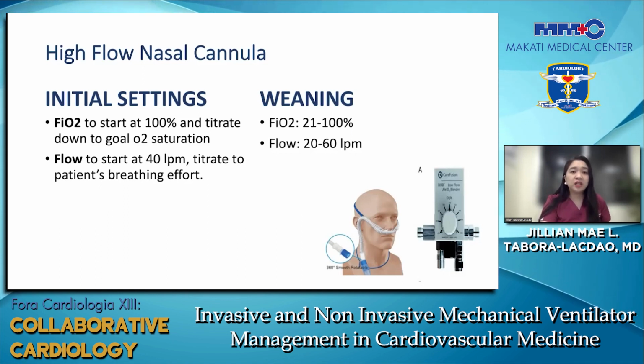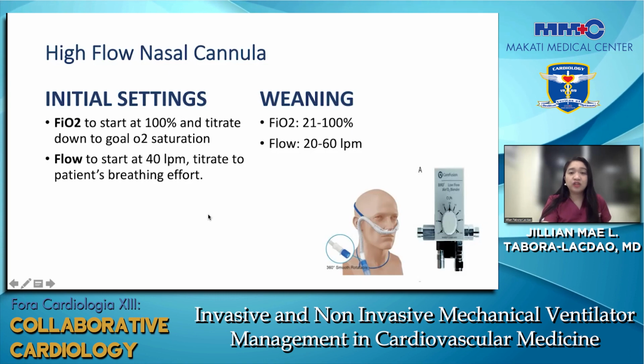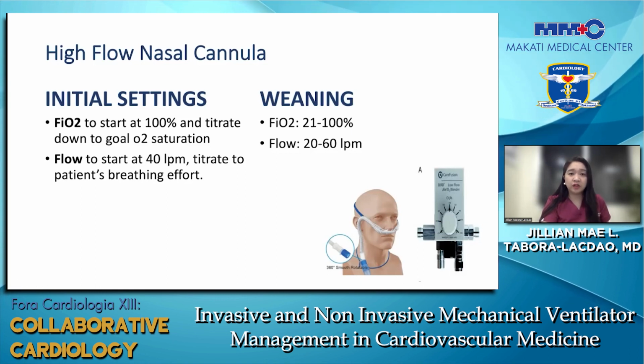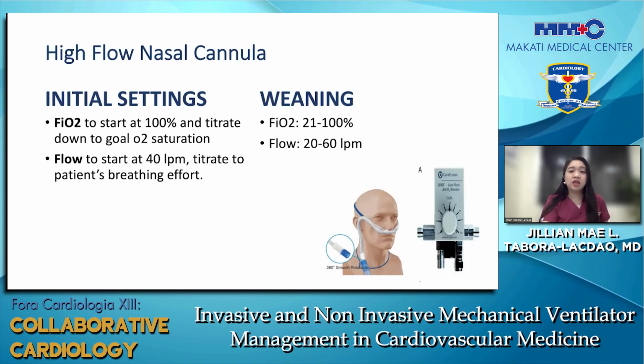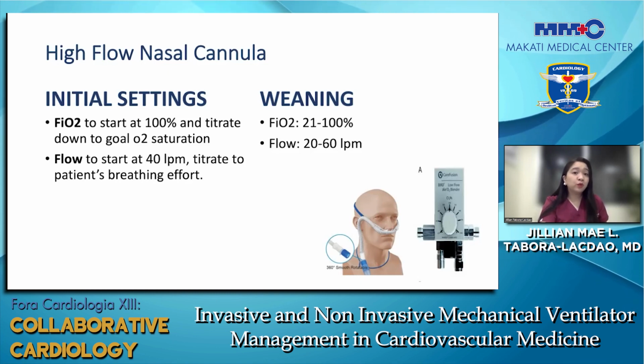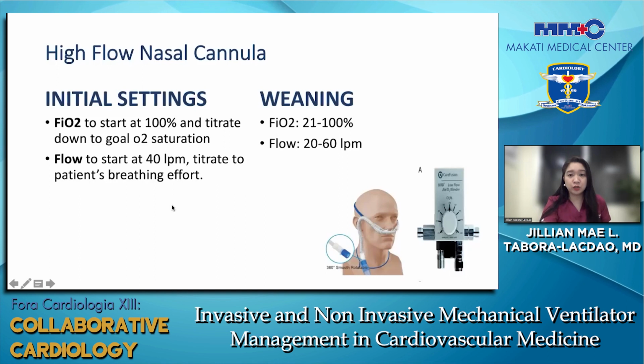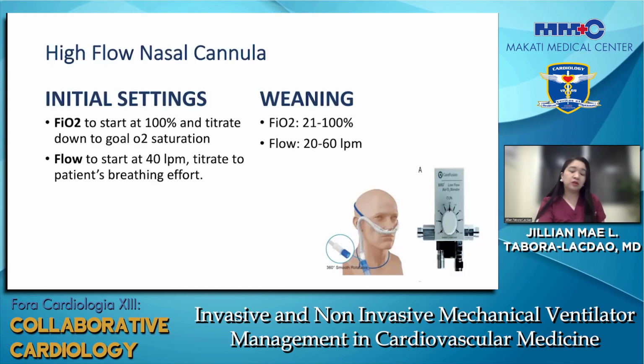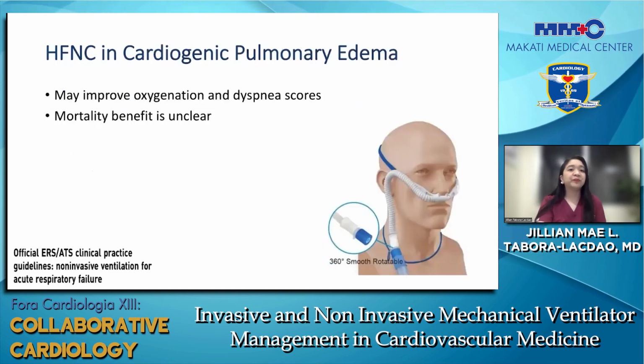Once you start weaning the patients on high flow cannula, you start weaning the FiO2 from 100 going down, and then the flow from 60 being the maximum, or whatever flow you set the patient, you decrease it up to 20 LPM. Once you wean these patients, you can shift them to a nasal cannula to room air.